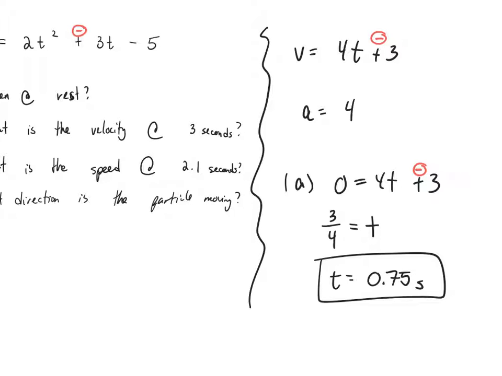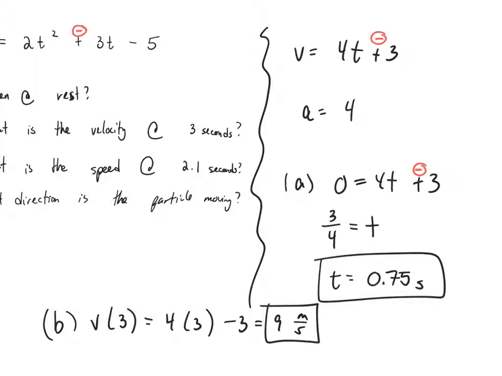All right. So part B would say what is the velocity after 3 seconds? So the velocity after 3 seconds is simply v of 3, which is 4 times 3 minus 3, which gives me 9 meters per second.